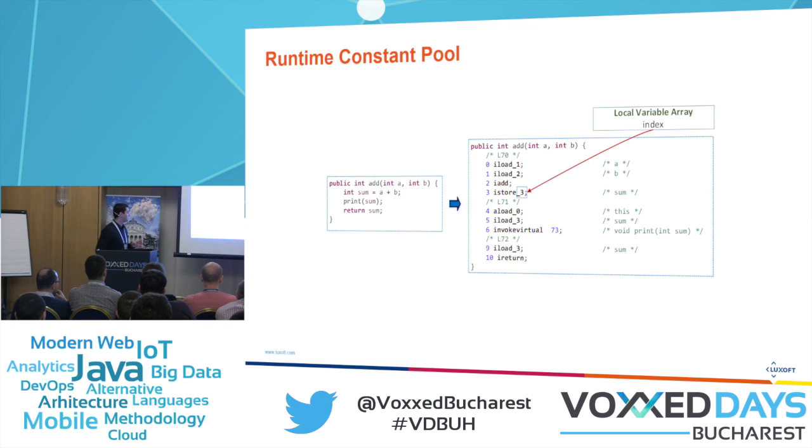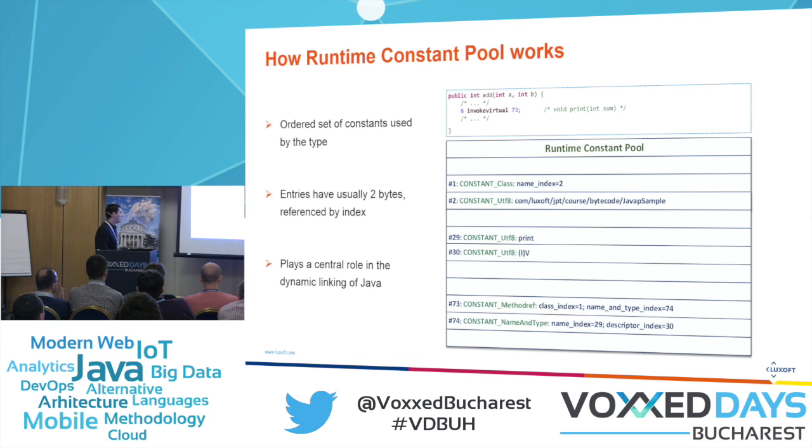Now, we discussed how it works in regards to the local variable array, but let's focus on another kind of instructions, the invoke families. For example, we have here invokevirtual #73. That 73 is a reference inside the runtime constant pool. What is the runtime constant pool? The runtime constant pool acts like a symbol table.